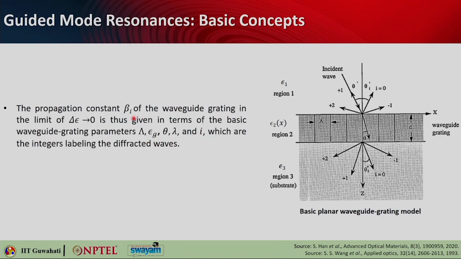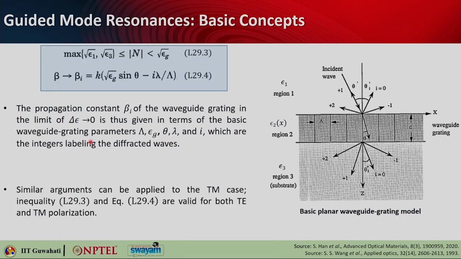Now, the propagation constant beta_i of the waveguiding in the limit that delta epsilon is 0 or tending to 0 is thus given in terms of the basic waveguide grating parameters, that is capital lambda, epsilon g, theta, lambda, i, and all these things. So, this is how you can actually see these two equations, and you can put the same arguments here also for the TM case, and you will see that these conditions are valid for both TE and TM polarization.